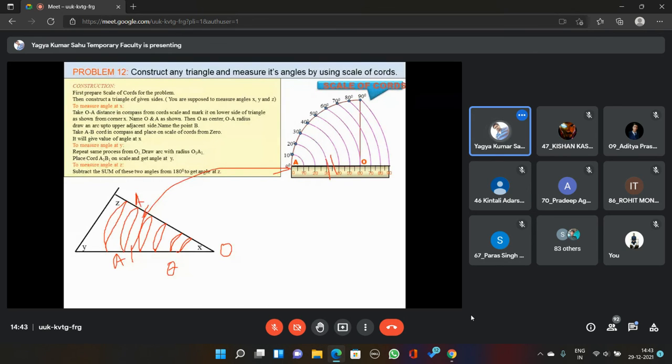It is not coinciding exactly anywhere. Then divide this 30 to 40 into 10 equal divisions and find out the exact position of that arc. Are you getting this one? Yes, sir. Suppose this is a 36 degree angle, then it will coincide exactly at the 6 point.